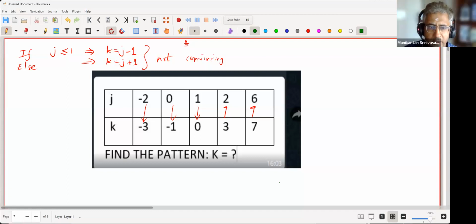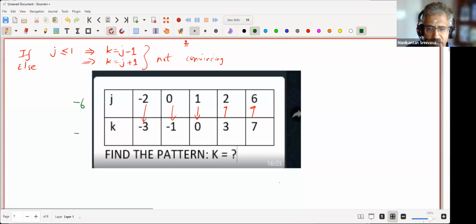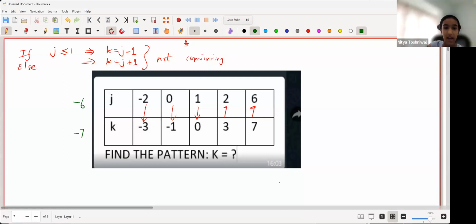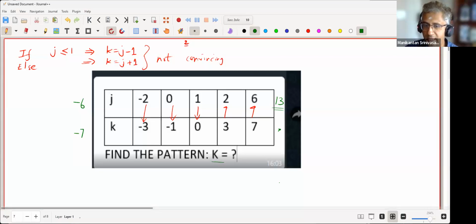So basically you're saying if j is minus 6, k is minus 7. Yes, sir. And given the way it's minus 2 and 2, or 0 and 1, or minus 3 and 3. And if j is 13, what would your k be? So basically what he wants is, if I populate a value for j in the top row, what should the corresponding bottom value for k be? That's what he means. When he says find k, he means for a given j, what is the corresponding k?